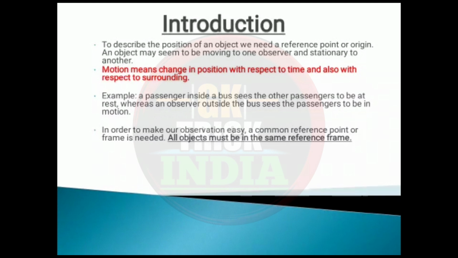To introduce our topic, first, motion. Motion means change in position of an object with respect to time and with respect to surrounding. We need to take both the parameters, time also and surrounding also. So to describe the position of an object, we need a reference point or a reference frame.